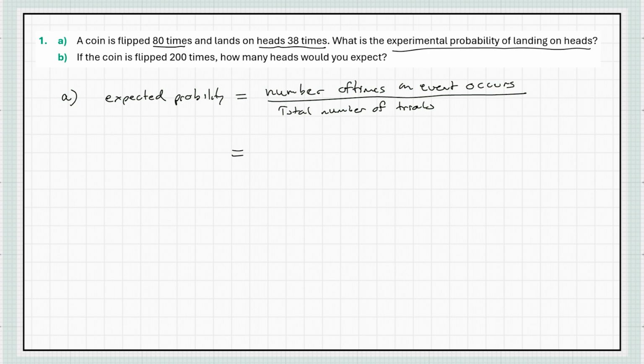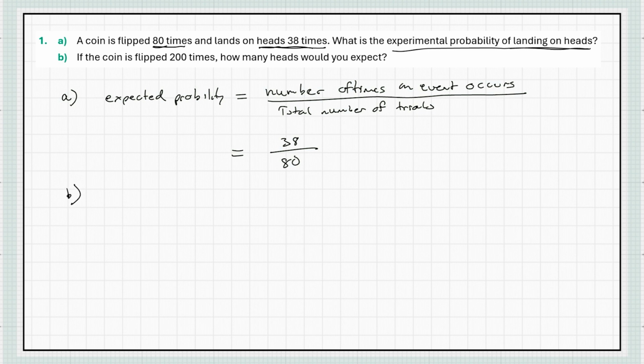In this example, the event we're interested in, heads, occurred 38 times, and the total number of trials was 80. Okay, that's roughly close to half, and that's what we'd expect when we're using a coin and seeing whether or not it matches theoretical probability.